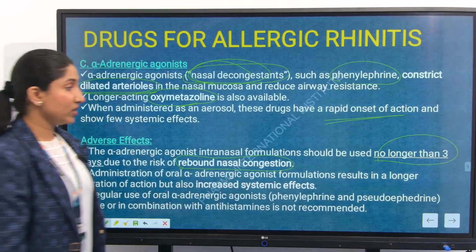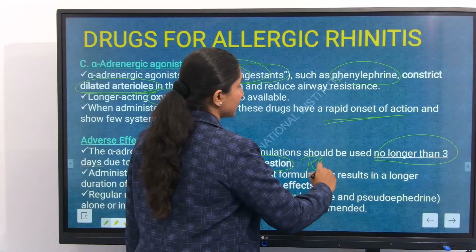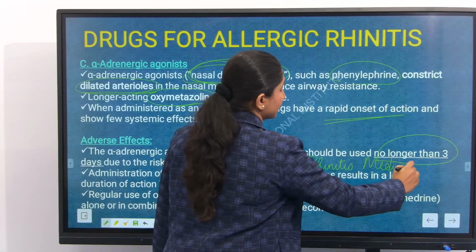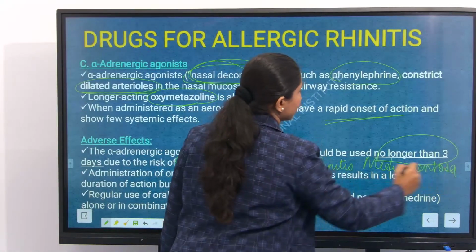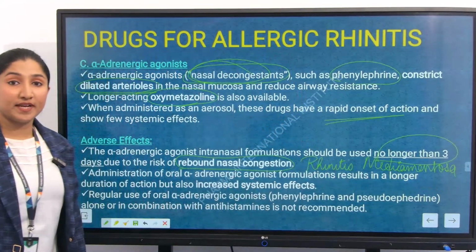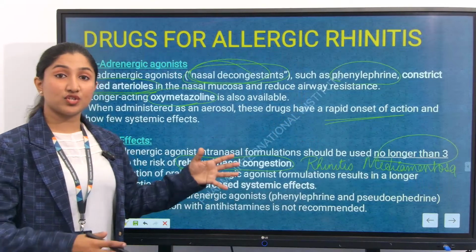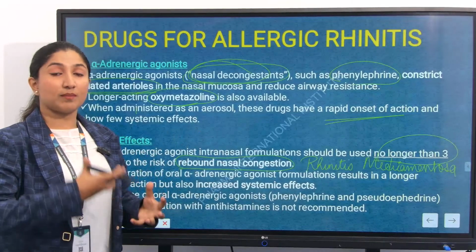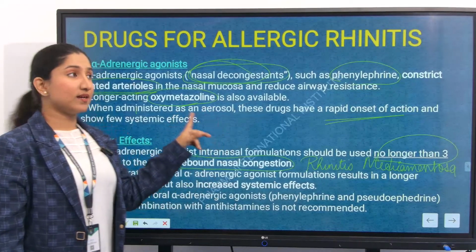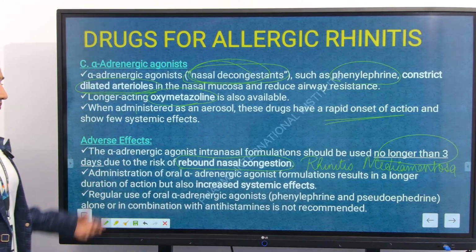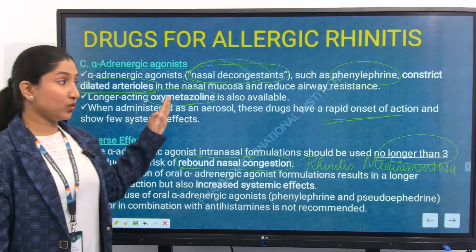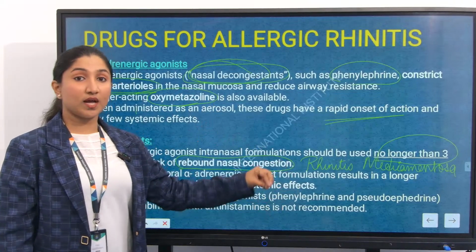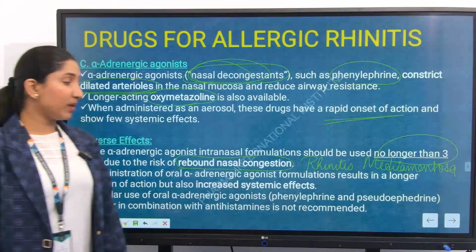Rebound nasal congestion, which is also called rhinitis medicamentosa. That means the nasal congestion is not going to respond to the alpha adrenergic agonist, but it is going to come again because of overuse of these agents. So even though these agents give you good relief, chronic administration or longer use can cause this rebound nasal congestion.